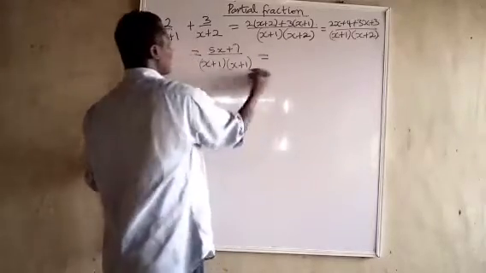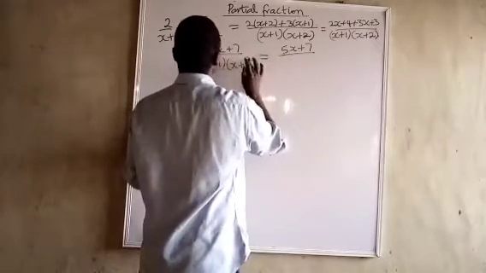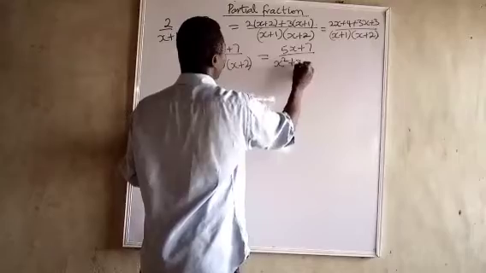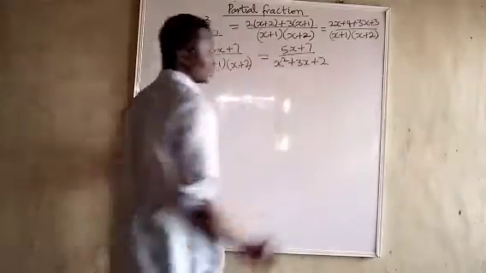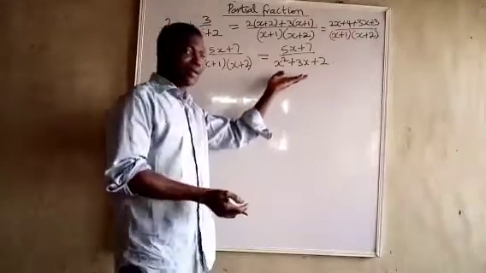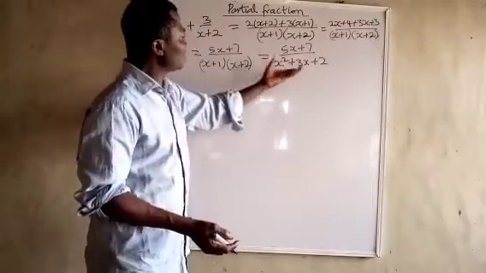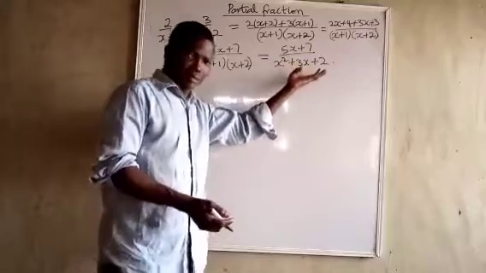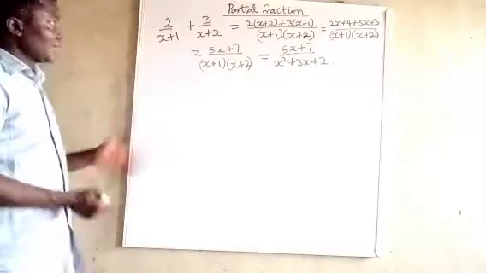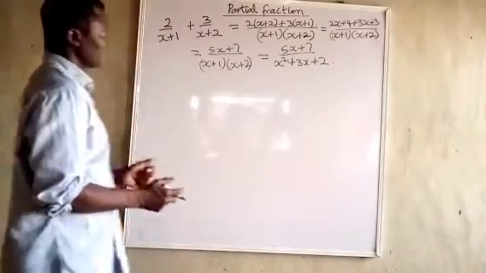So, if we work on the denominator further, we are going to have 5x plus 7 over x plus 2 into x squared plus 3x plus 2. So you can see, what we are trying to work out now is this. If we have an expression like this, how can we get out the fractions that gave us this? That is, how do we work back to this initial fraction? That is all partial fraction is talking about. And it's very easy. You'll see.